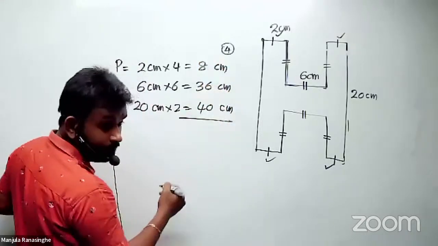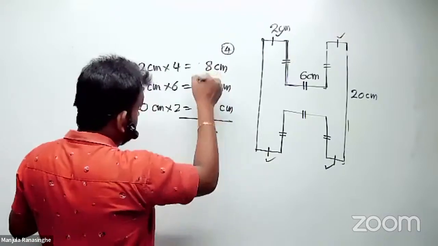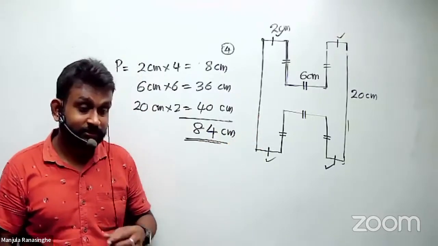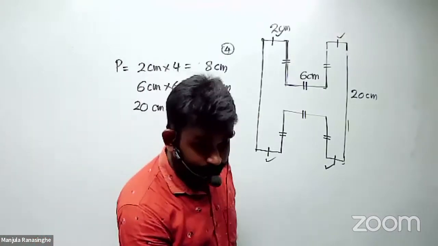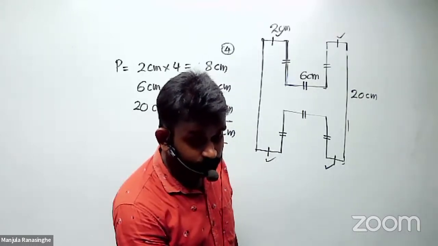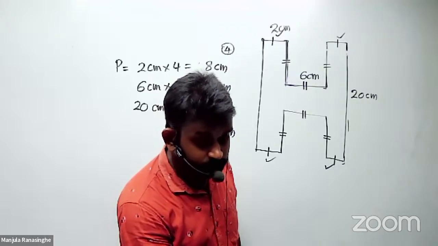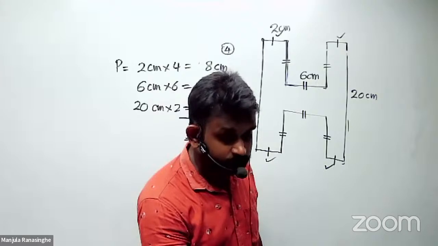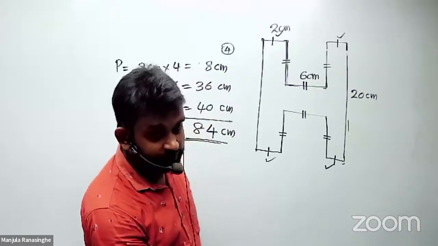So now you can add up all these. 8 plus 36 plus 40 gives 84. Hands up those who got the answer 84. Right, very good, well done.